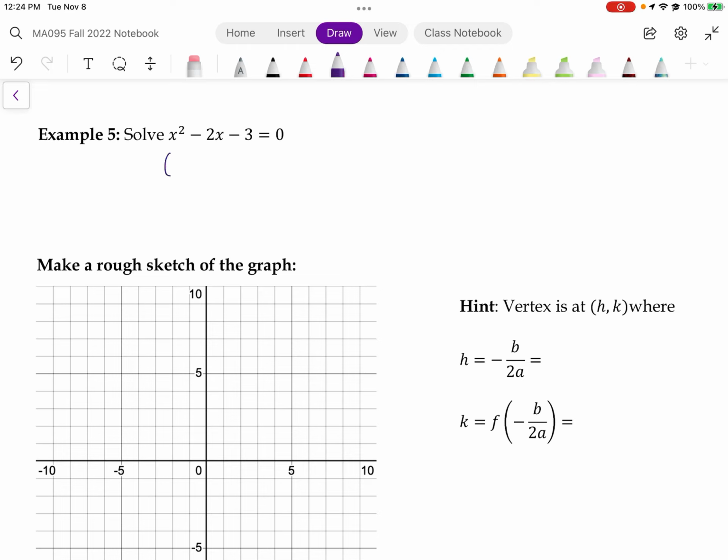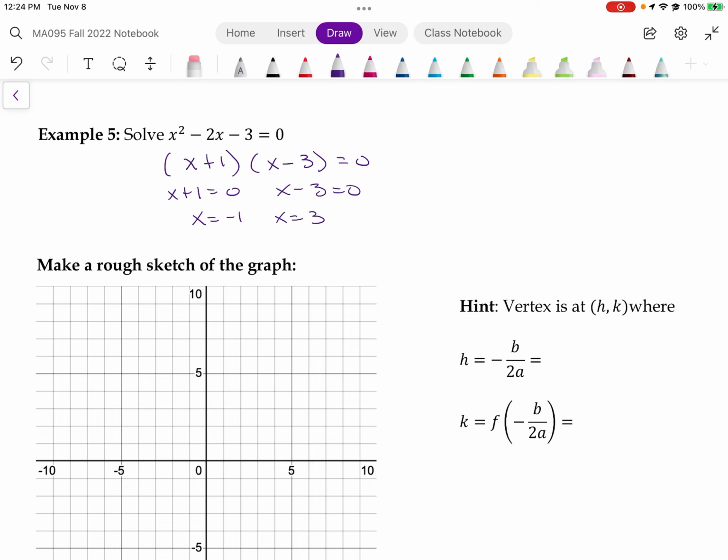Okay, so when I factor this, I get x plus 1 and x minus 3 equals 0. So double check, make sure the middle term works out and the last term works out. The first one's easy because it's just x times x. All right, so we get x plus 1 equals 0 and x minus 3 equals 0. That means x equals negative 1 or x equals 3.